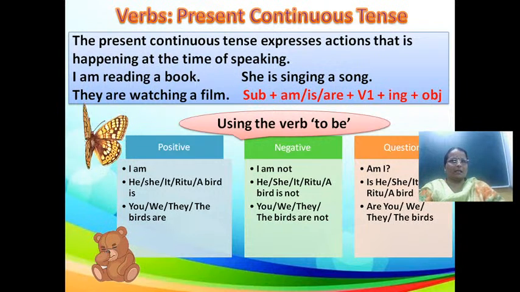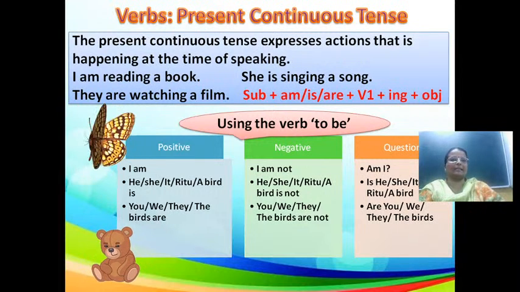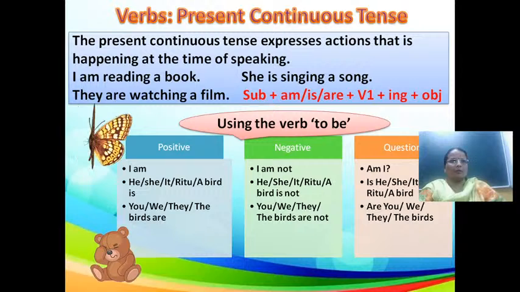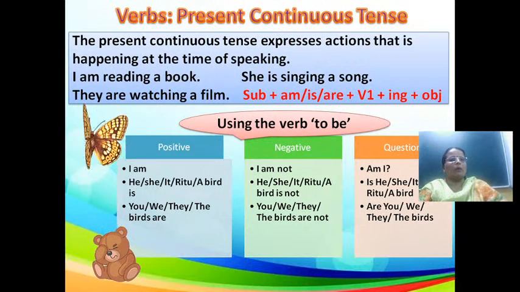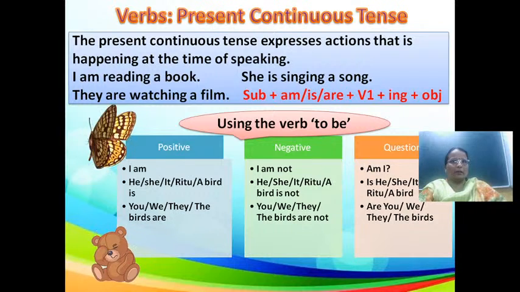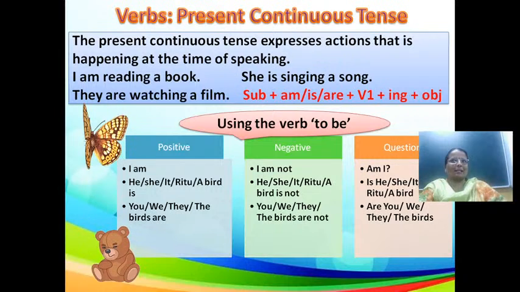The present continuous tense expresses actions that are happening at the time of speaking. Abhi chal raha hai means it started and it's going on. For example, I am teaching you now. I started teaching you a little earlier and now I am teaching and I will be teaching for some more time. It's going on. Okay. So, if the action is going on, happening right now, then we will use present continuous tense to express those actions.